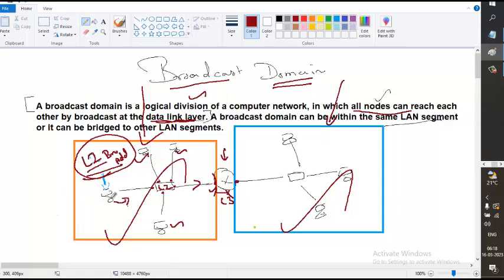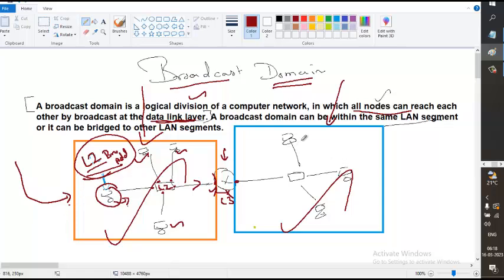The packet that is sent as layer 2 broadcast from here will impact only the devices that are within this brown rectangle, which means they are in one broadcast domain.